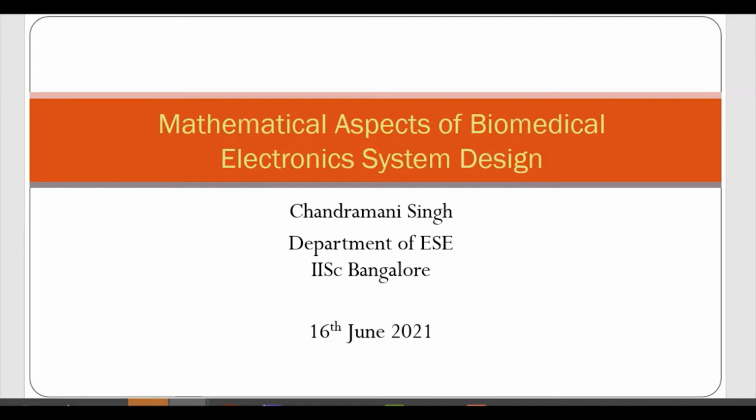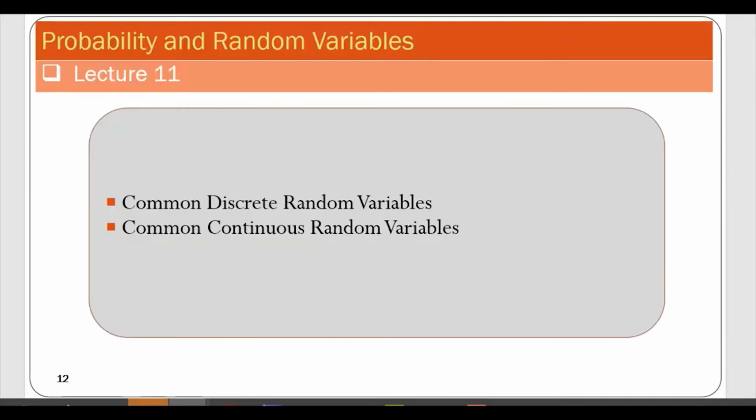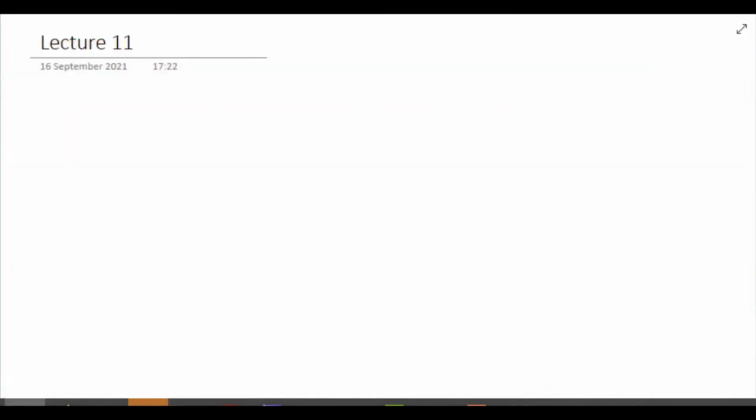Lecture of the course Mathematical Aspects of Biomedical Electronic System Design. Today we will continue with our discussion on random variables. In today's lecture we will see a few common discrete and continuous random variables. We will see what their means and variances are. We will also see quite a few examples. So let us start with today's lecture.